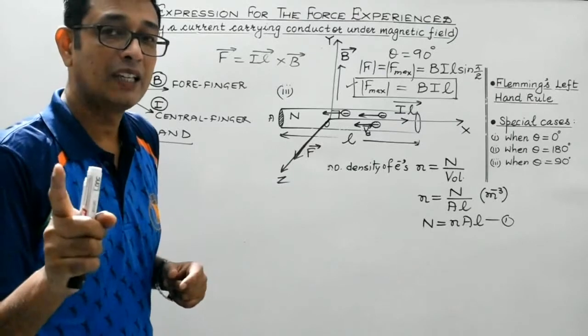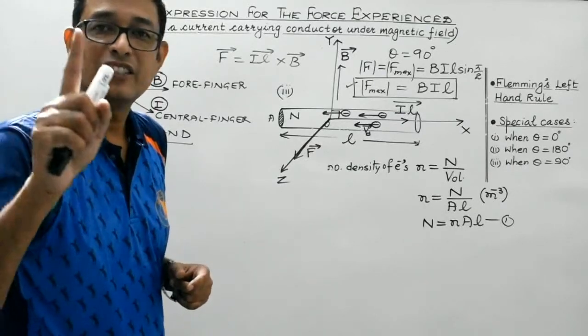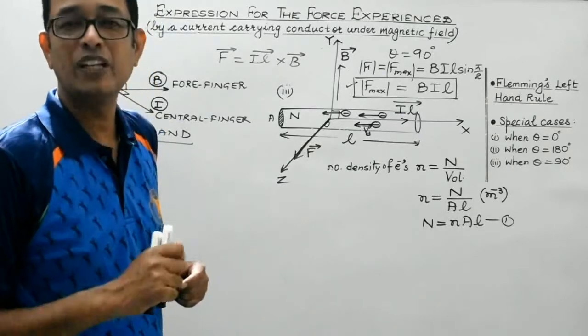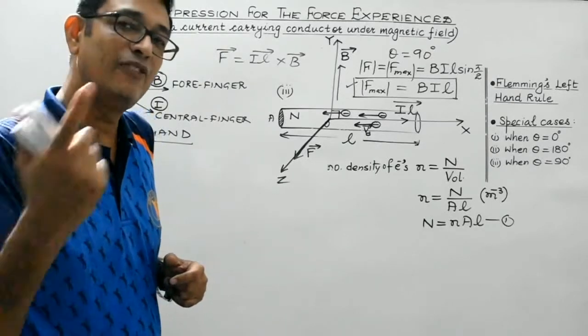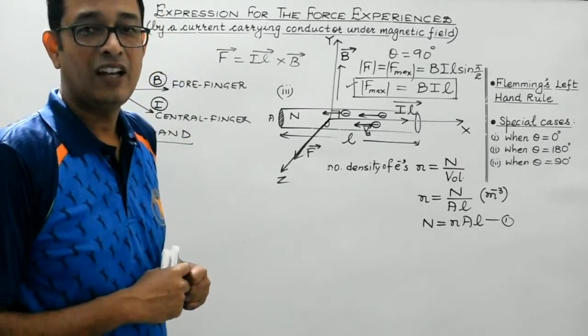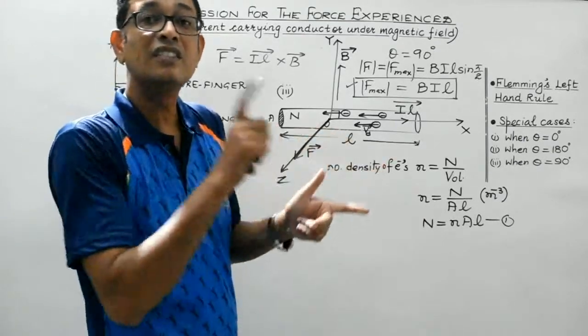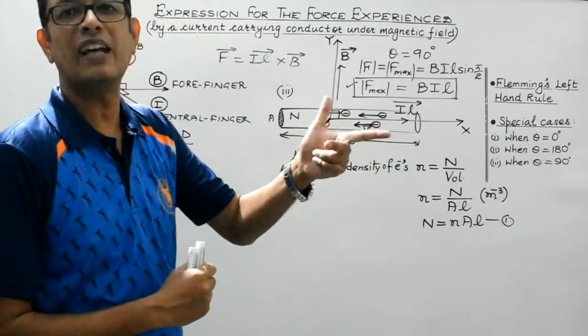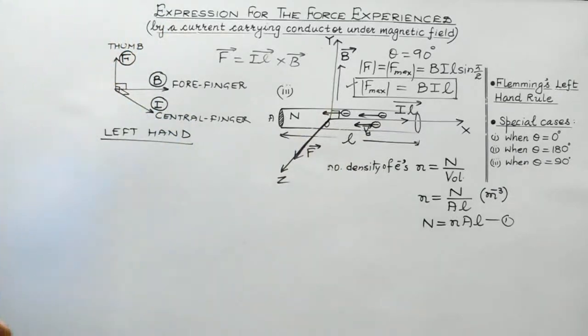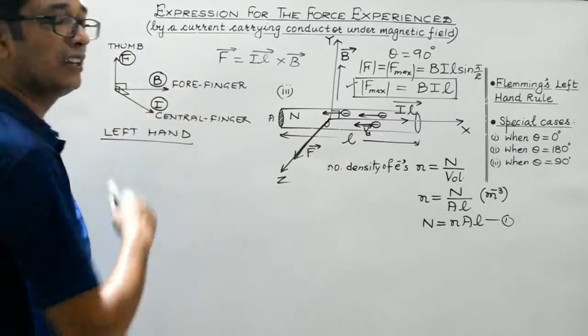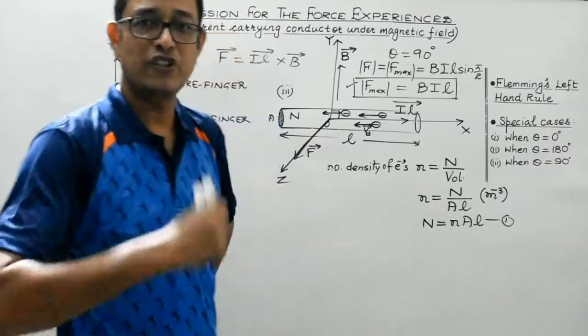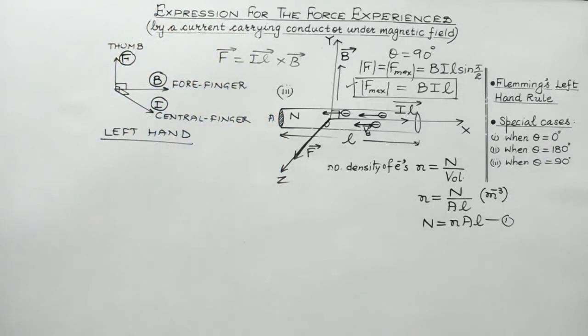And this rule is applicable so as to find out the direction of magnetic force experienced by a current carrying conductor under the influence of magnetic field, right? And this rule is applicable only when the angle between the two is 90 degrees. Then only this rule is applicable. Clear? So let's apply this rule in some situations, right? So let us practice this rule.